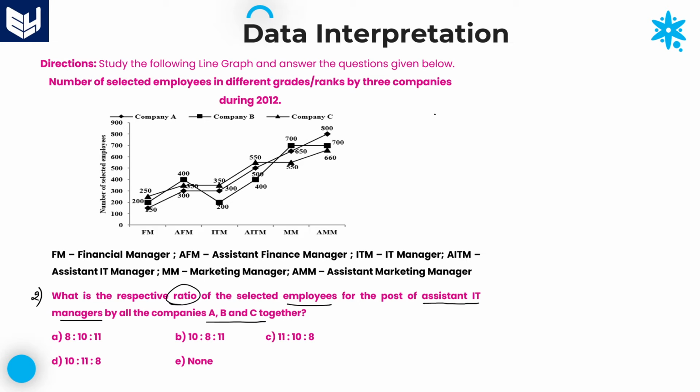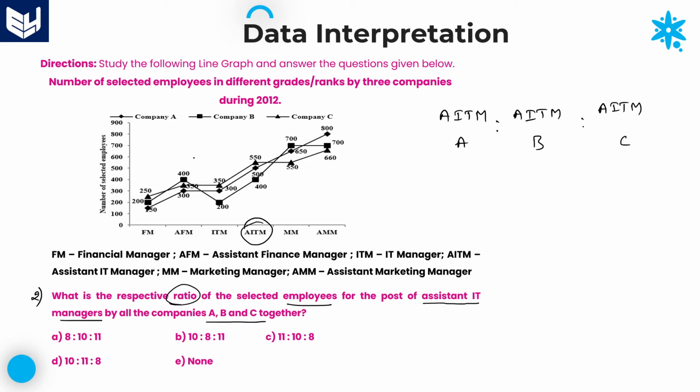Here we need to take the ratio of assistant IT manager by company A, assistant IT manager by company B, and assistant IT manager by company C. For these 3 values you need to calculate the ratio. See here, first of all check where is assistant IT manager. This is the column which we are talking about, assistant IT managers, right?